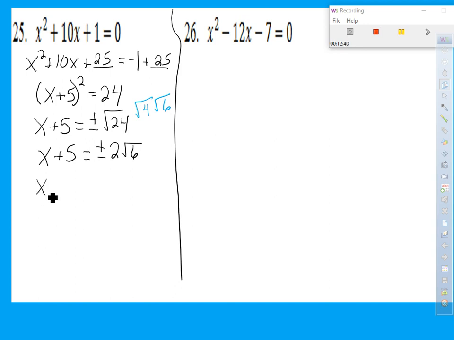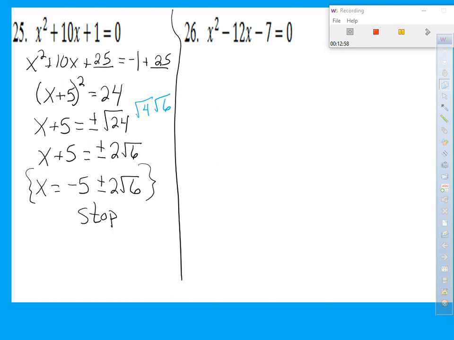Ending answer, to get rid of this positive 5, it's going to be negative 5 plus or minus 2 square root of 6, and then stop. That's your answer. On a positive note, when a radical shows up, you can't combine them. Just reduce it.